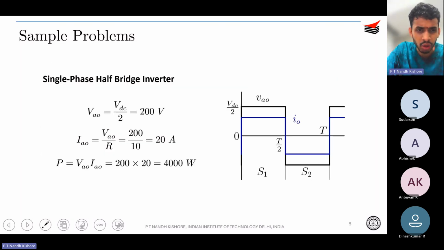Okay. So I hope you got this problem. It's a pretty simple problem, right? Just find out what is VA naught, find out what is IA naught, and just multiply them, you get the answer.